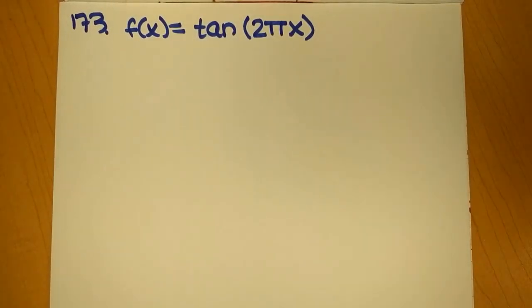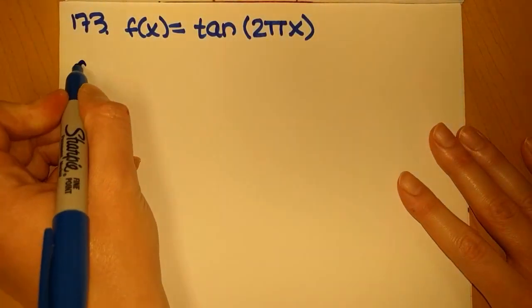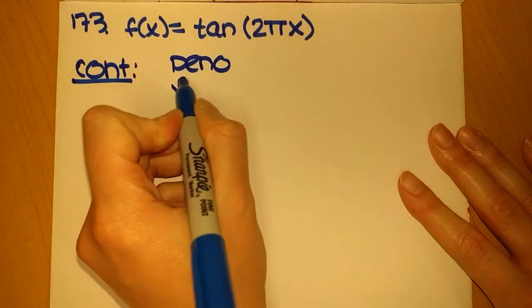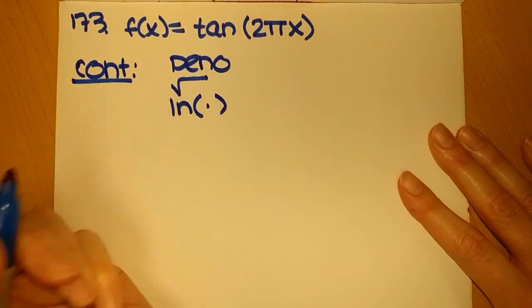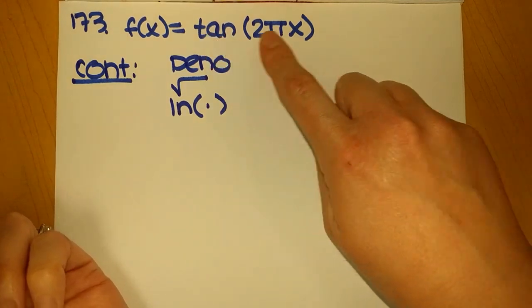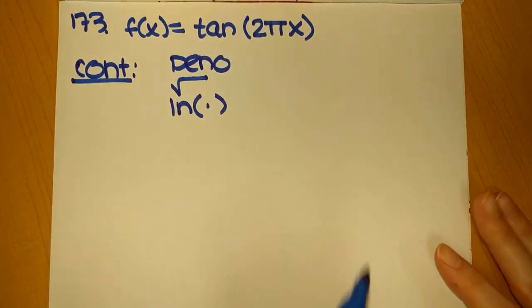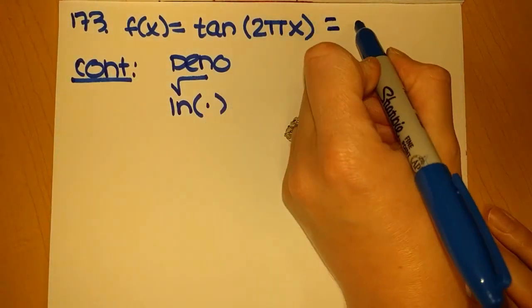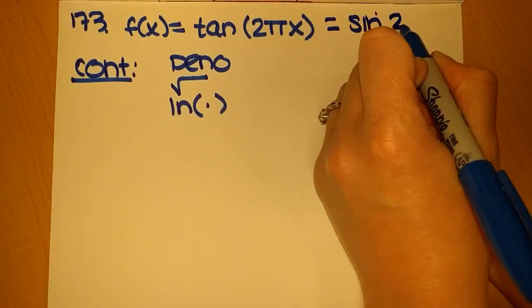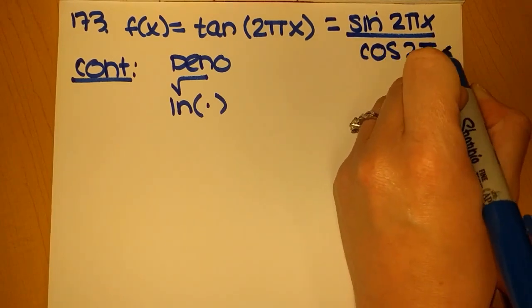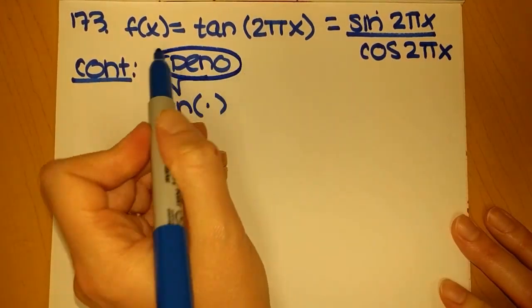First condition we have to think about is, is it continuous? For the continuity condition, remember that is really about: do you have a denominator, do you have a radical, or do you have a natural log? In this case, tangent of 2 pi x, it's not in your face that you have a denominator, but of course we know that tangent of 2 pi x is the same as sine 2 pi x over cosine of 2 pi x. So we do have a denominator here.